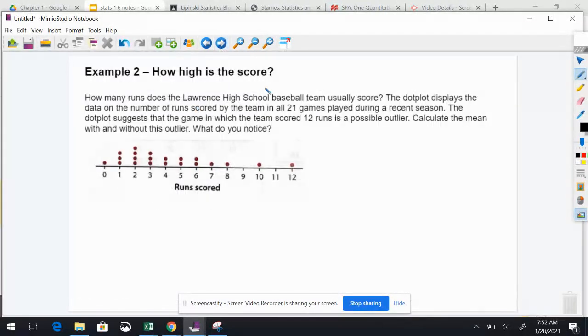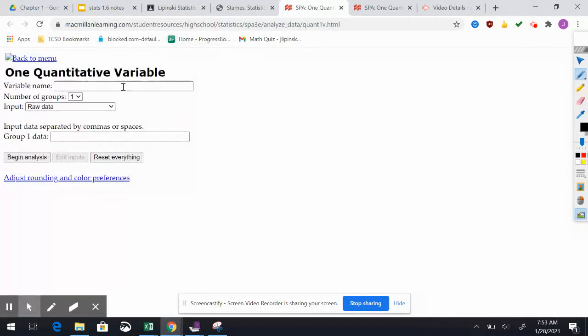So how high is the score? How many runs does the Lawrence High School baseball team usually score? The dot plot displays the data on the number of runs scored by the team in all 21 games played during the season. The dot plot suggests that the game in which the team scored 12 runs is a possible outlier. Calculate the mean with and without this outlier. So we're going to put all this data into my stats app, where we want one quantitative variable, and we're going to enter all the data.